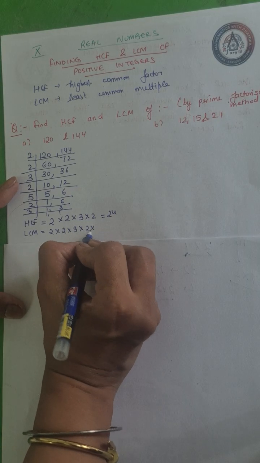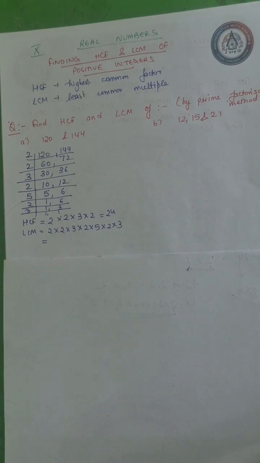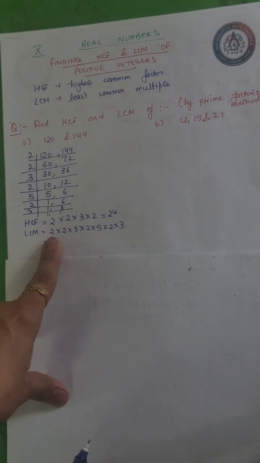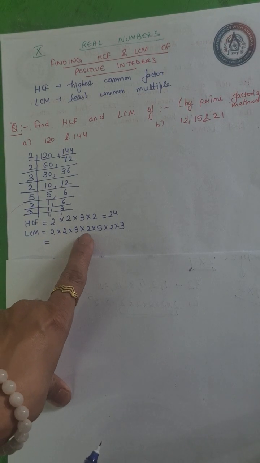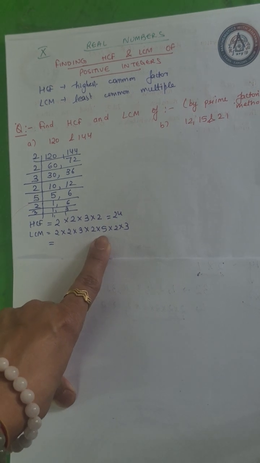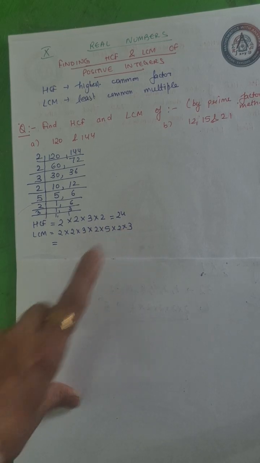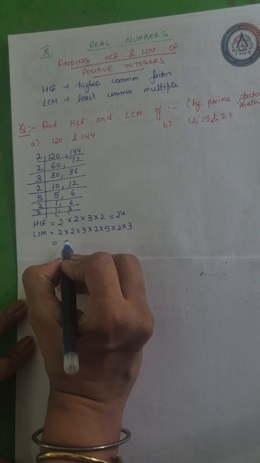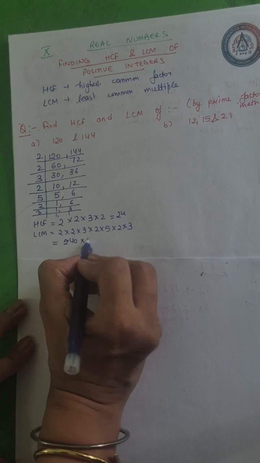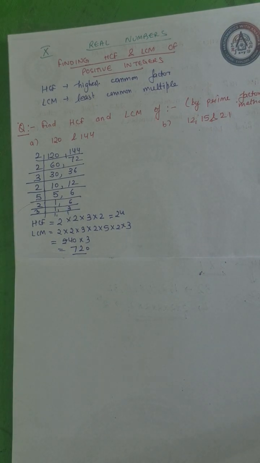The presentation I am explaining is what you have to write in exams. That is one way of writing it. So when you multiply 4 times 3, 12 times 2, 24, 24 times 5 times 2, that gives you 240, and 240 times 3 gives you, if you check, 720. So my HCF is 24, LCM is 720.